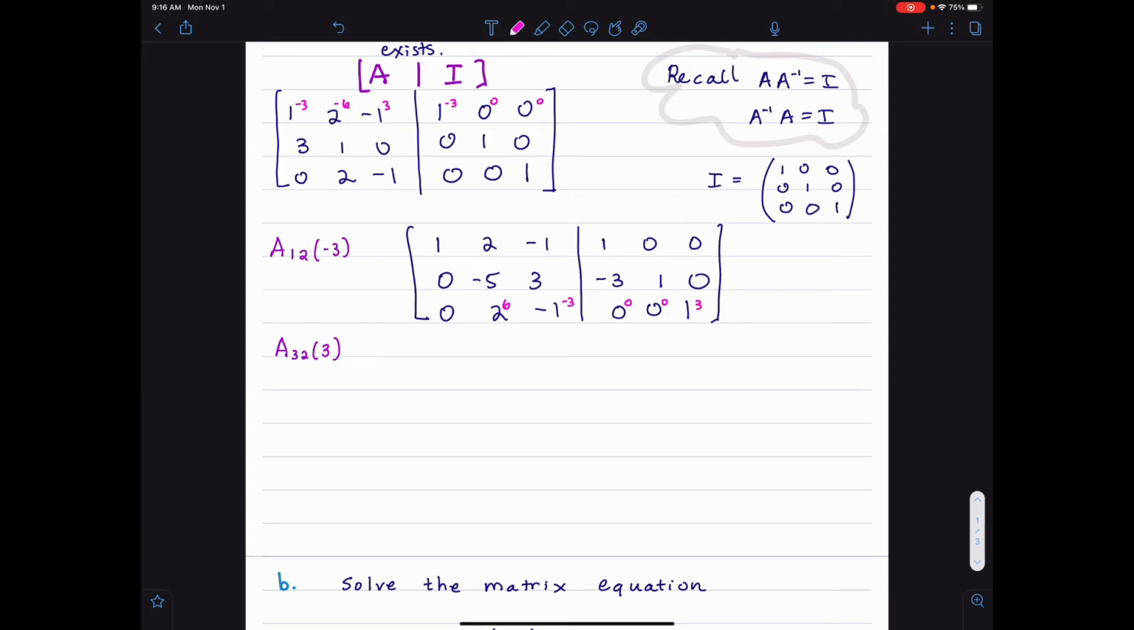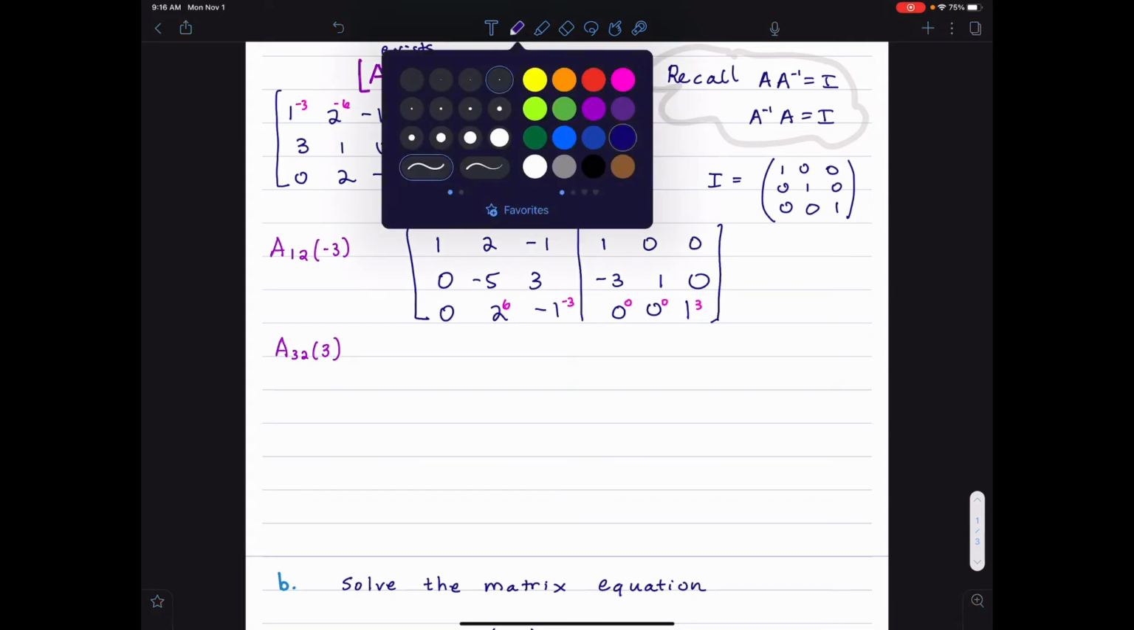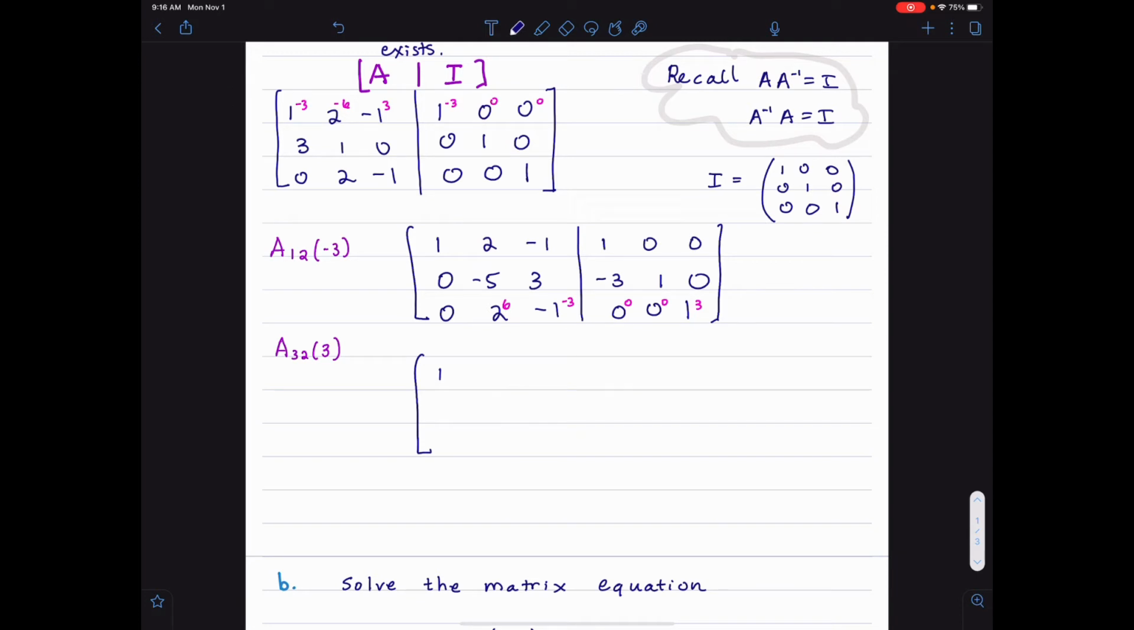And then, what the heck? Why will I do that? Well, let me just show you. So 0 plus 0 makes 0. 6 plus -5 makes 1. And then -3 plus 3 makes 0. And then 0 plus -3 makes -3. 0 plus 1 makes 1. 3 plus 0 makes 3.